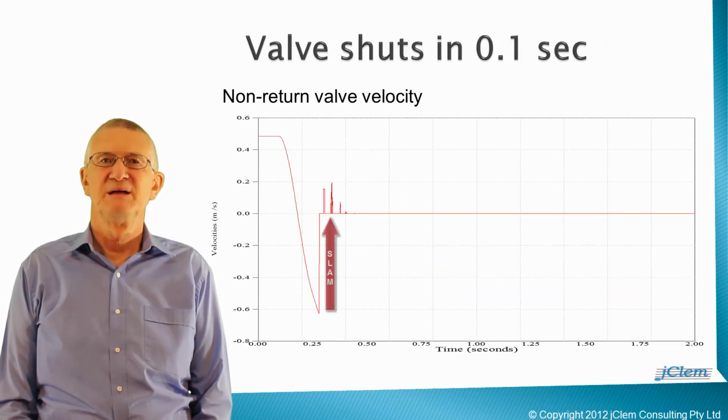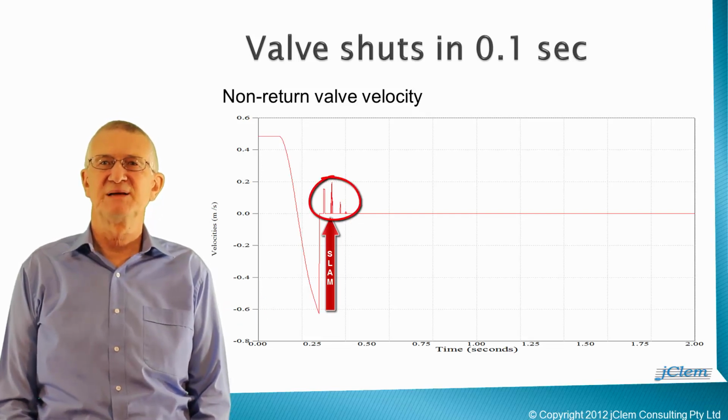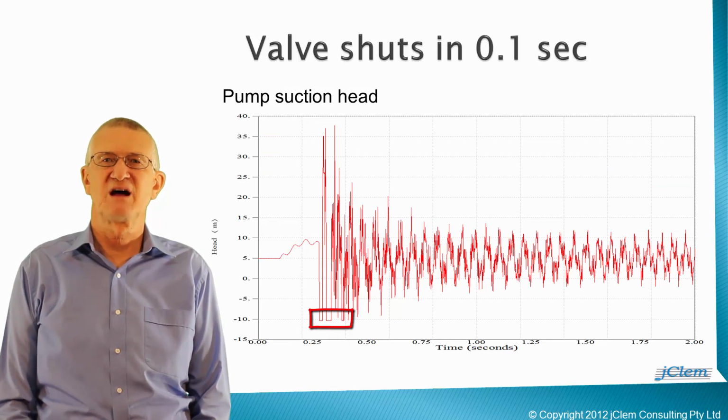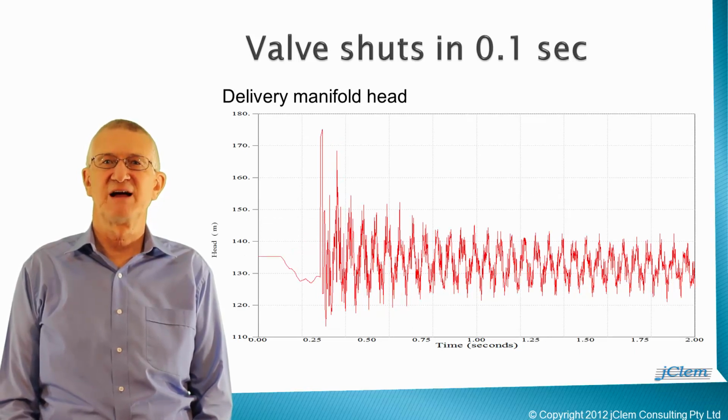Even an extremely fast acting valve closing in 0.1 seconds will find itself closing against a reverse velocity of 0.6 meters per second in this system. And these velocity blips indicate that transients in the system briefly make the valve flutter open and closed. On the pump suction side, vaporization still occurs. The maximum head spike has been further reduced to 37 meters. On the pump delivery side, the valve slam generates a much lower maximum head spike of about 175 meters.